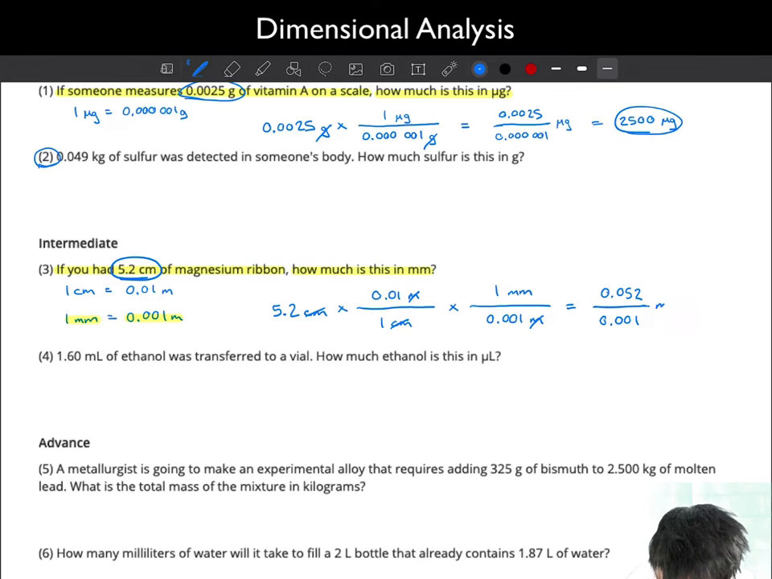So what do we do now? Okay, I'm going to write in the unit that did not cancel out. And we're going to simplify this. What we have is, on the top, 0.052 divided by 0.001. And what I'm getting is 52 millimeters. Okay, and there we go, 52 millimeters.